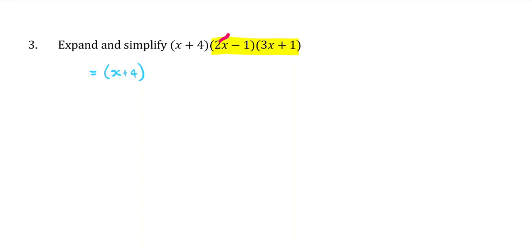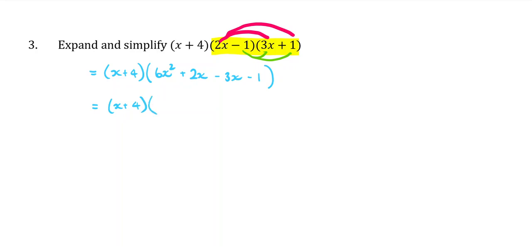So we're going to put 2x times each thing in the second bracket. I'm going to open brackets to put this in. So 2x times 3x is 6x squared. 2x times 1 is 2x. Then we're going to do the minus 1 times each thing in the second bracket. So that's going to give us minus 1 times 3x, which is minus 3x. Minus 1 times 1 is minus 1. Close the bracket.